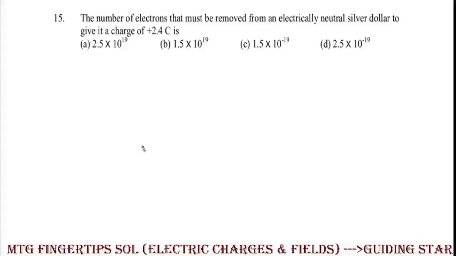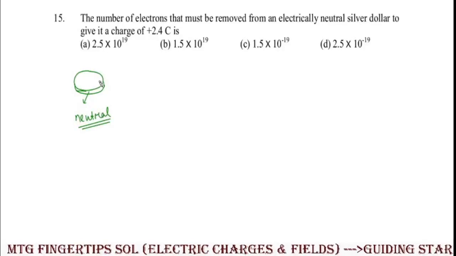Okay, so here in question number 15, what it is saying is the number of electrons that must be removed from an electrically neutral silver dollar to give it a charge of 2.4 coulomb. Okay, so electrically neutral silver dollar, suppose assume that it is a dollar coin, just like in India we have 5 rupee and 10 rupee coins, a coin which is considered in dollars. Clear? So it is electrically neutral.